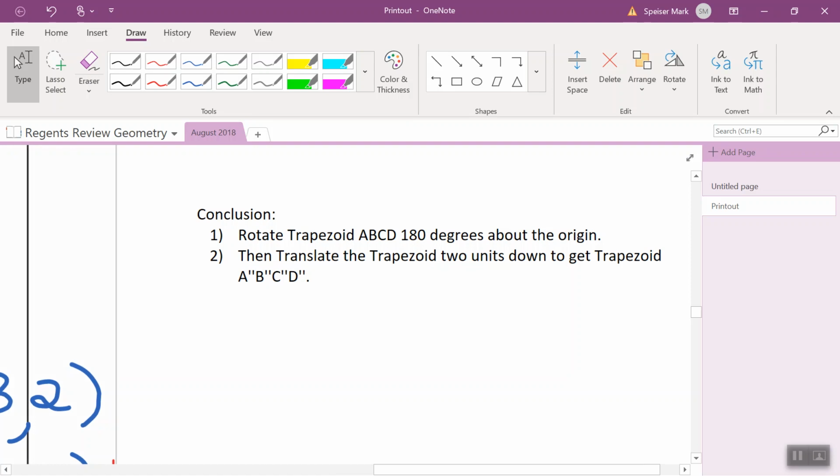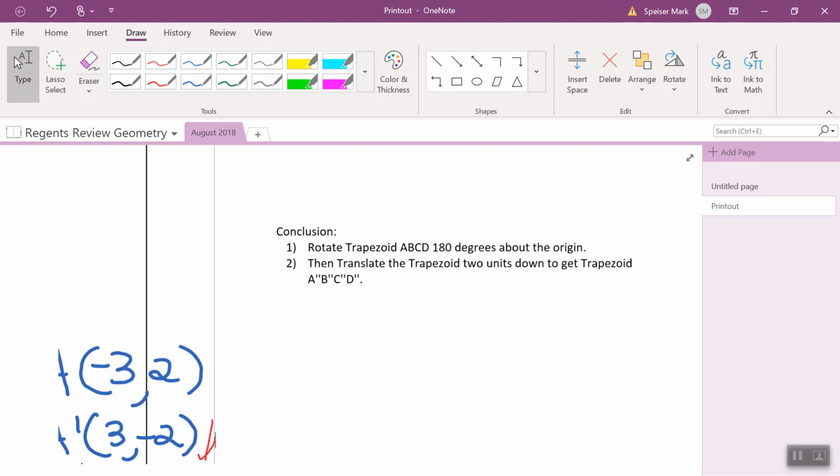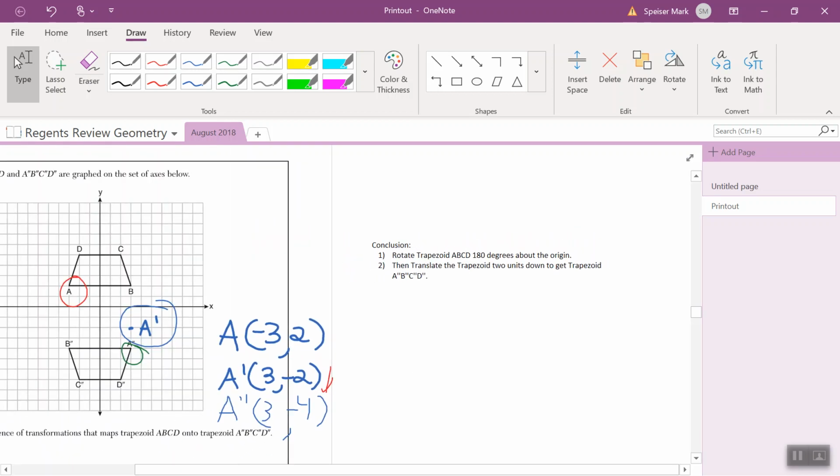And this is how the sequence can be written out. Rotate trapezoid ABCD 180 degrees about the origin. You don't need to specify clockwise or counterclockwise because for 180 degrees it doesn't matter. Then translate the trapezoid 2 units down to get trapezoid A double prime, B double prime, C double prime, D double prime. On to the next question. Question 9.